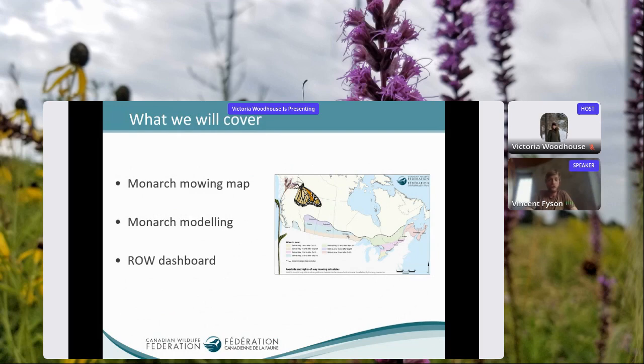So today I'll be covering 3 different tools. The first is the Monarch mowing map, which we just completed. The second will be some Monarch distribution modeling, which is ongoing, but we're nearing our first publication, which is our first model, focusing on fall roosts. And the third is a rights of way dashboard, which is still in a conceptual phase. Next slide, please.